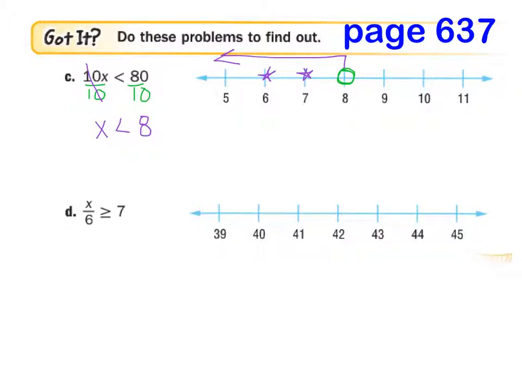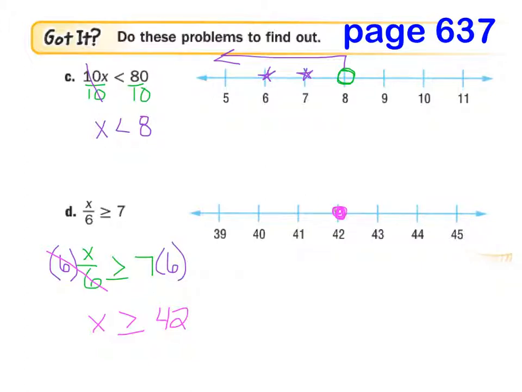On the next one, we have division. So I'm going to rewrite it so I have room to show my work. So we'll start off by multiplying both sides by 6. So the 6's cancel, leaving me with x is greater than or equal to 42. So I'm going to make a solid dot on the 42. And I know that 43 is greater than 42 as well as 45. So my arrow is going to go up and to the right.